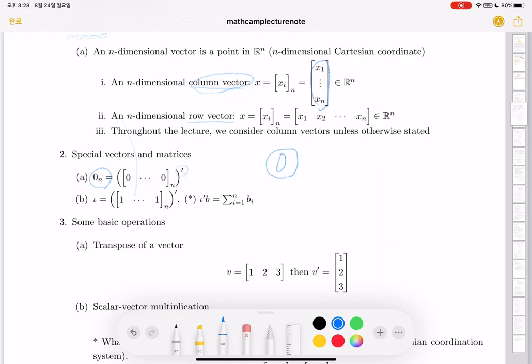This one is called transpose. So the 3-dimensional 0 vector, 0 sub 3, is 0, 0, 0. When you transpose, it's going to be a row, 0, 0, 0.